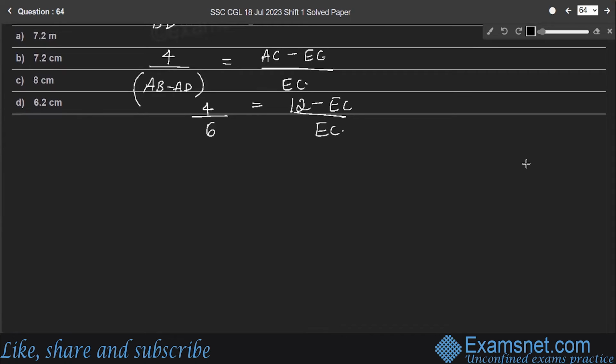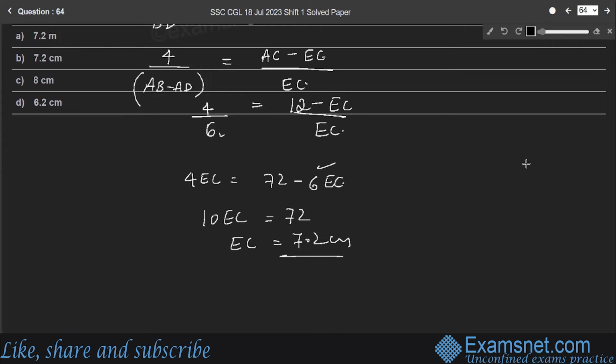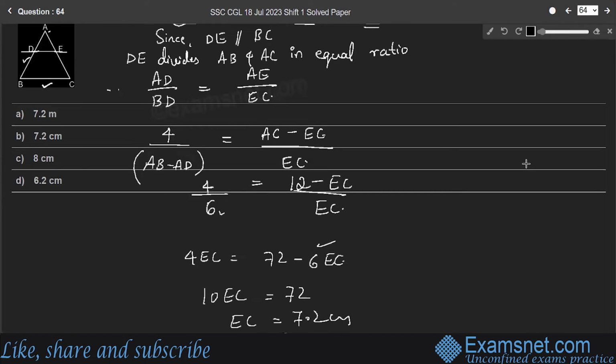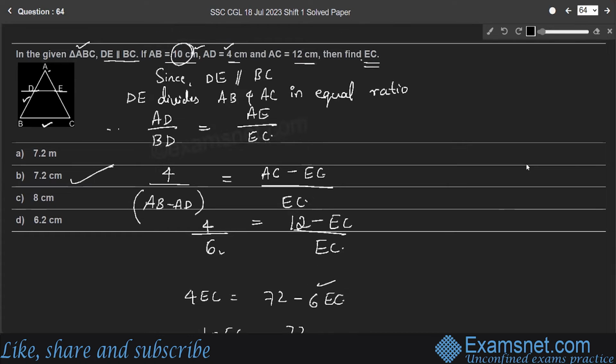So 4 times EC is equal to 6 times (12 minus EC). So 72 minus 6 EC, right? So 4 EC plus 6 EC becomes 10 EC is equal to 72. So EC is equal to 72 by 10, which is 7.2 centimeter, right? Therefore, option B is the right answer, 7.2 centimeter, right?